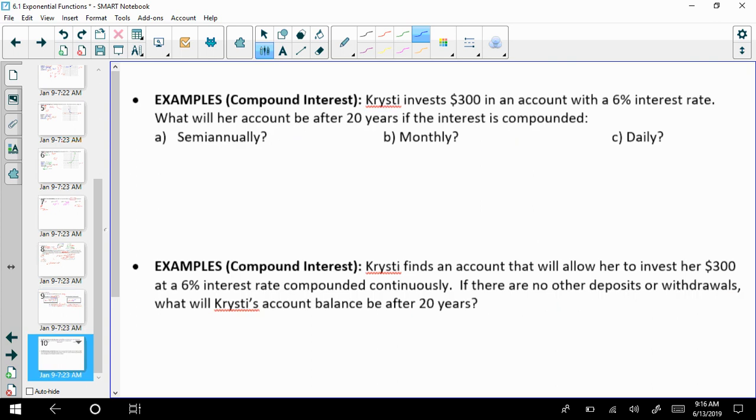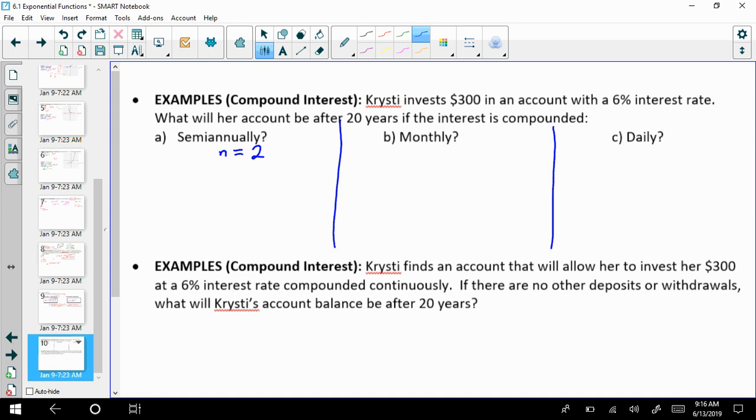So Christi, I don't know if that's how you say it, but that's how I'm going to say it, invests $300 in an account with a 6% interest rate. What will her account be after 20 years if the interest is compounded? So I kind of have 3 problems here. What happens if it's compounded semi-annually? Let's first figure out what would N be. If I'm building on it semi-annually, how many times a year is that? That's twice a year. So N is going to be 2.